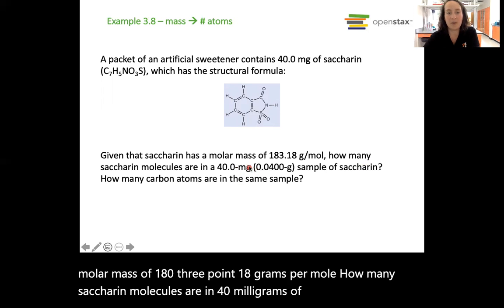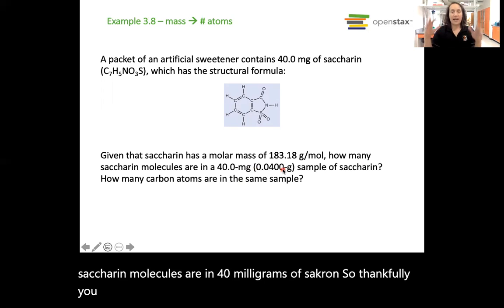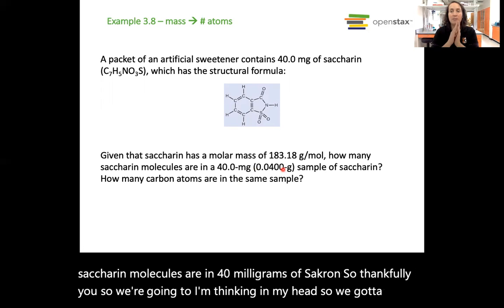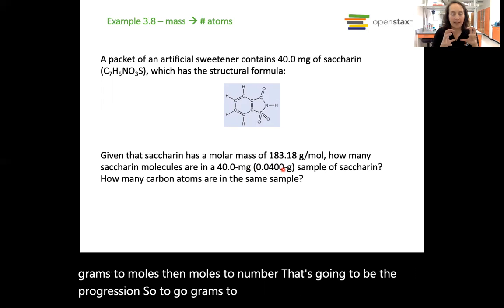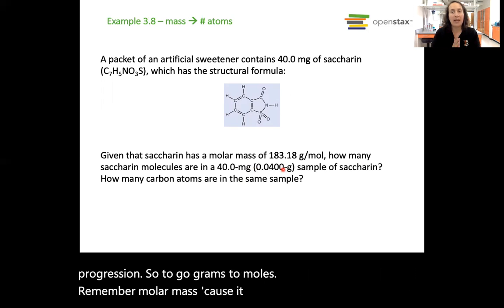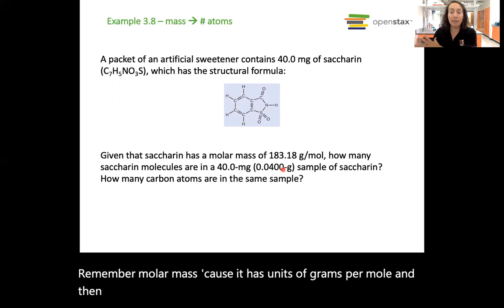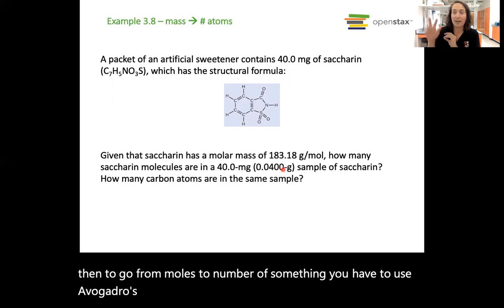So thankfully, I'm thinking in my head, we've got to go grams to moles, then moles to number. Okay, that's going to be the progression. So to go grams to moles, remember, molar mass, because it has units of gram per mole. And then to go from moles to number of something, you have to use Avogadro's number because the units of that are number per mole.